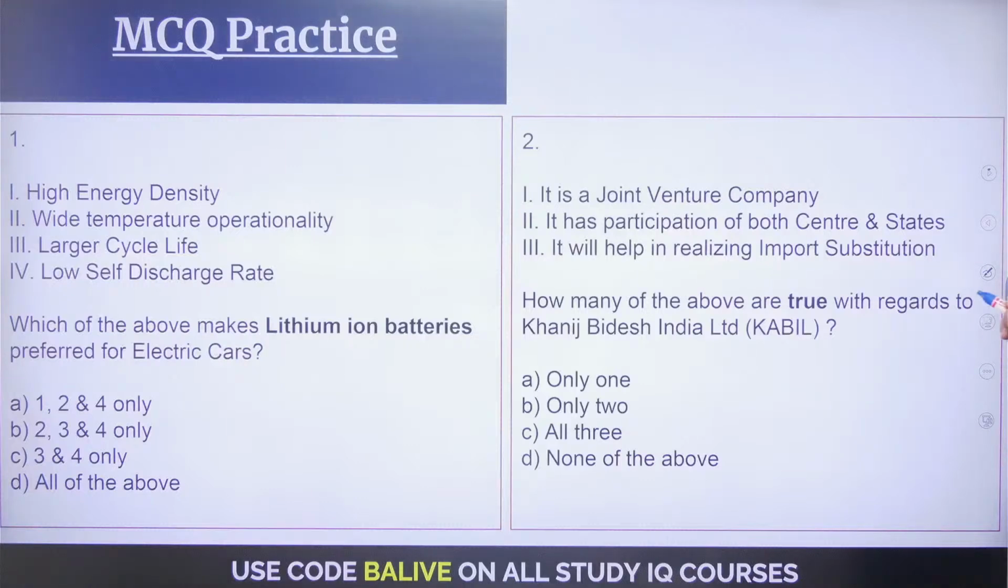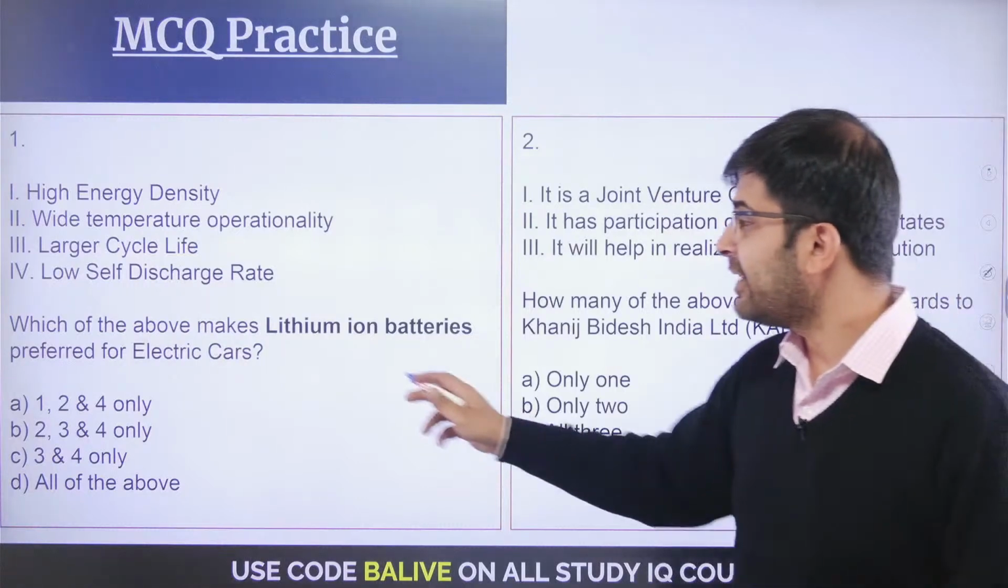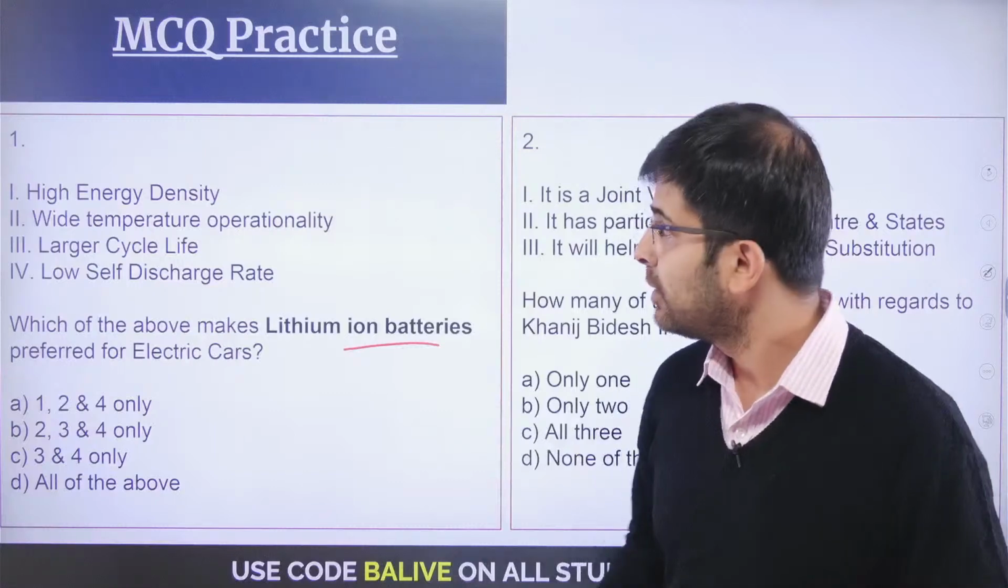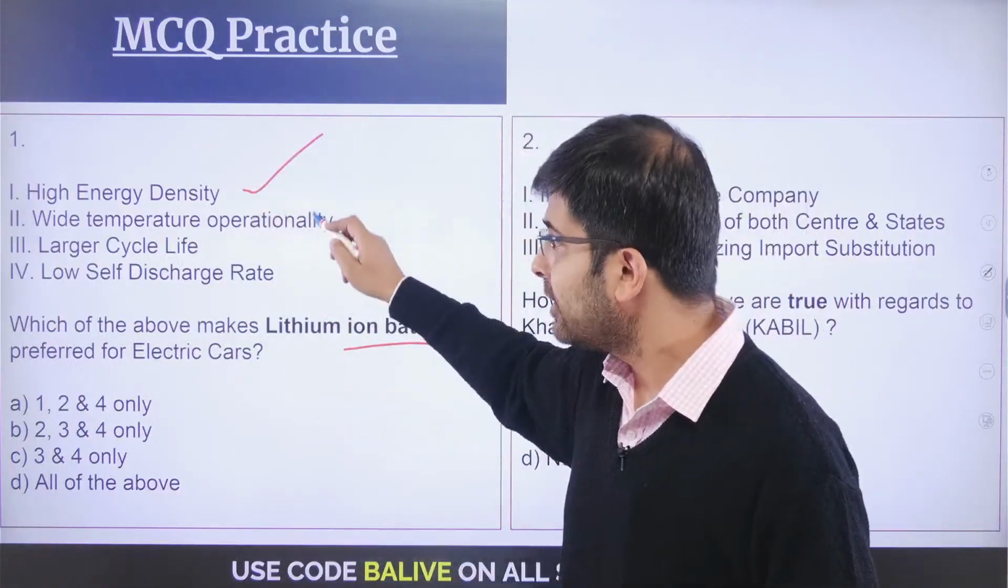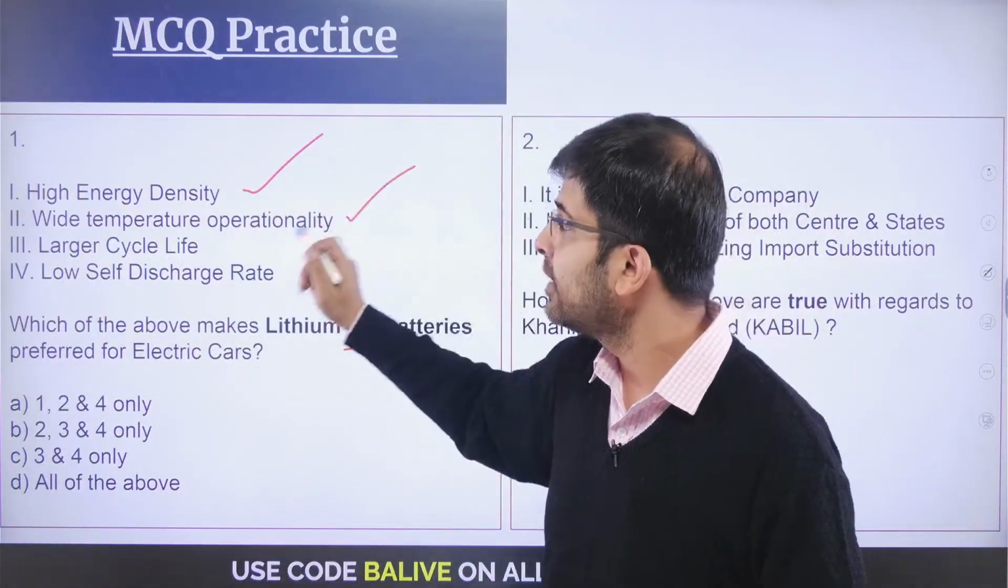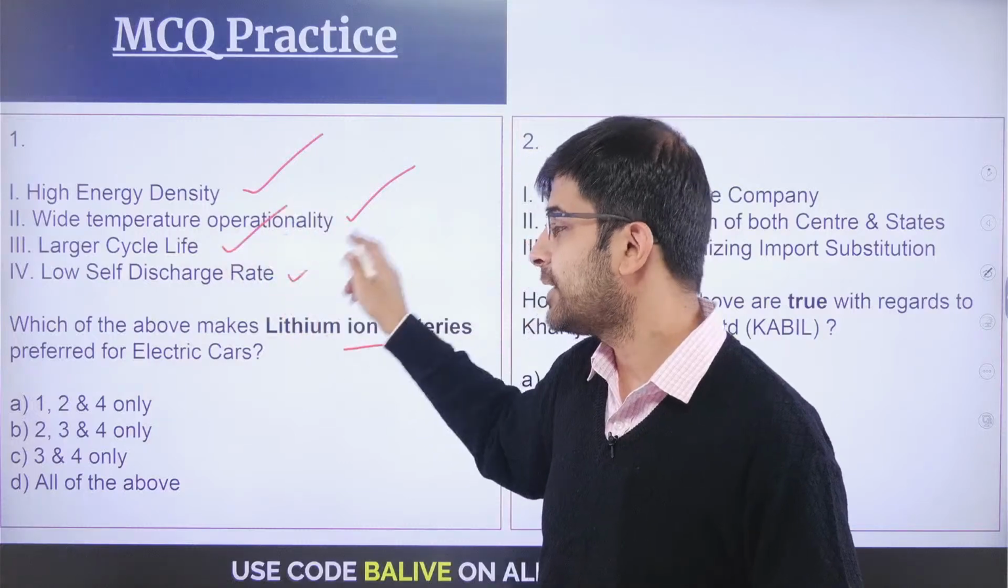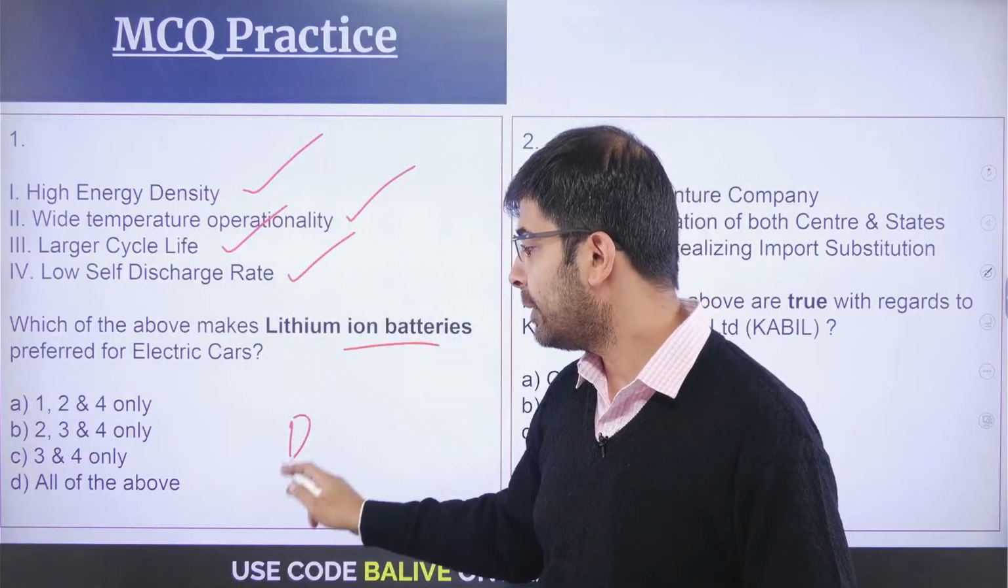Let's look at the questions of last class. Which of the above make lithium-ion batteries preferred for electric cars? High energy density, absolutely correct. Wide temperature operationality, yes. Life cycle should be large. Discharge rate should be low. All of the above being the answer here.